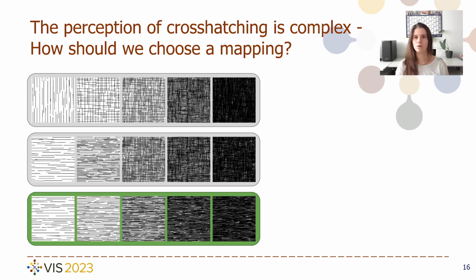So, to come back to our original question, how should we choose a mapping? Well, we recommend using the last mapping with 1D hatching and our perceptually uniform levels. The perception of cross-hatching is too complicated and therefore not as easily perceived as the correct data values.